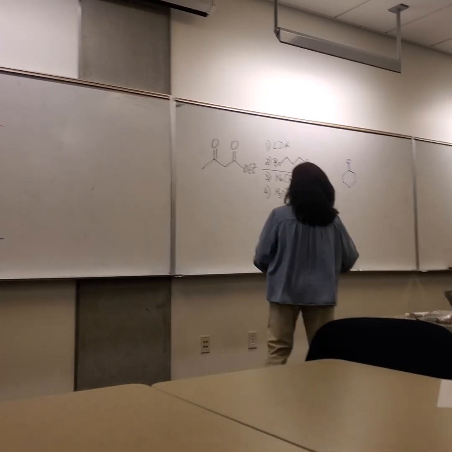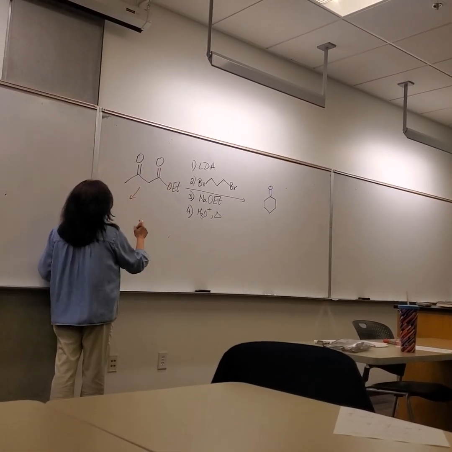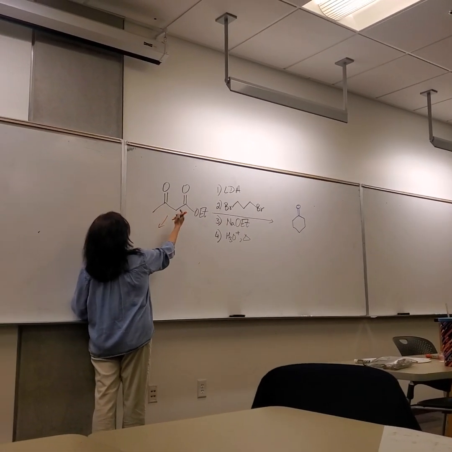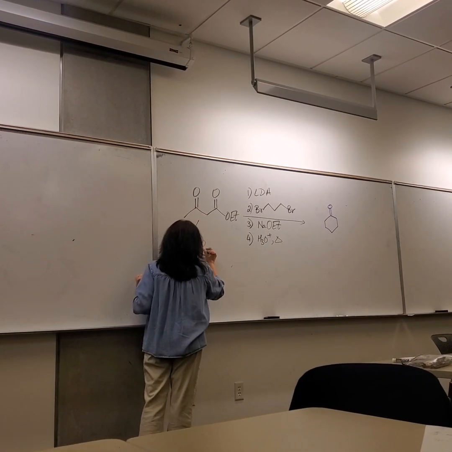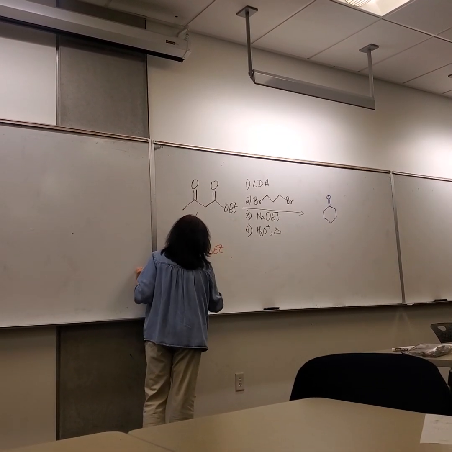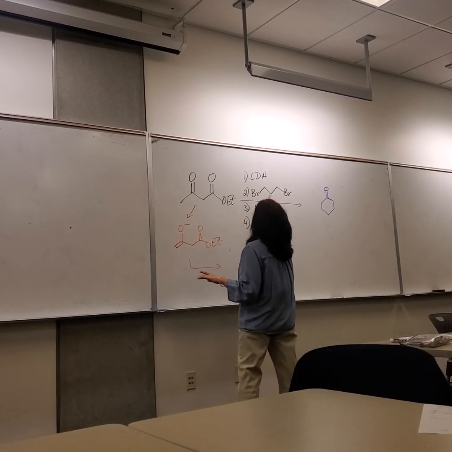What's the first step? First LDA: is that going to deprotonate on the terminal or the internal? Terminal. Okay, good. What's happening in step 2? Where is the alkylation? Agreed? But notice there are 2 bromines.